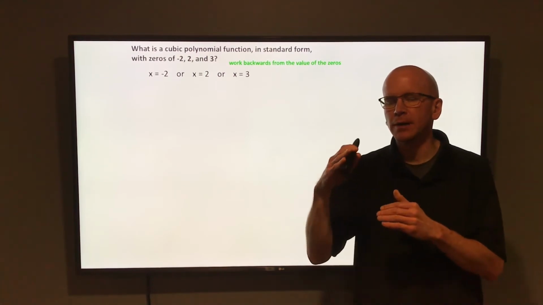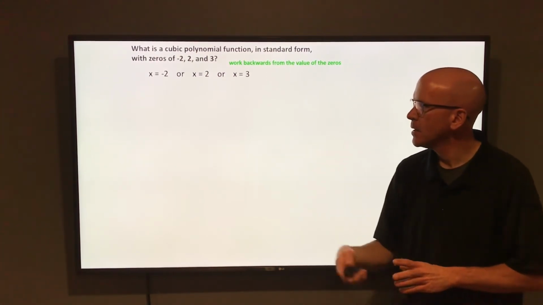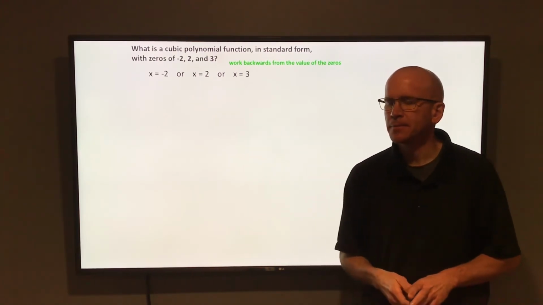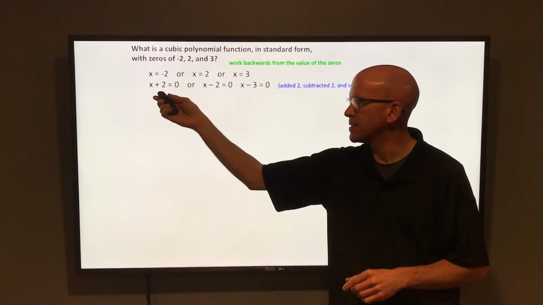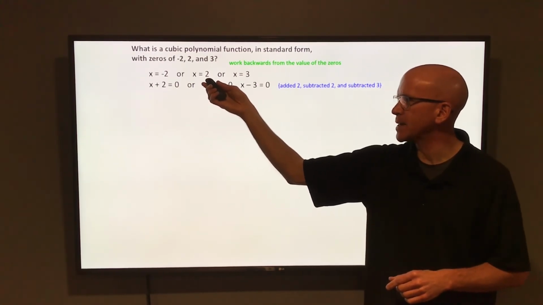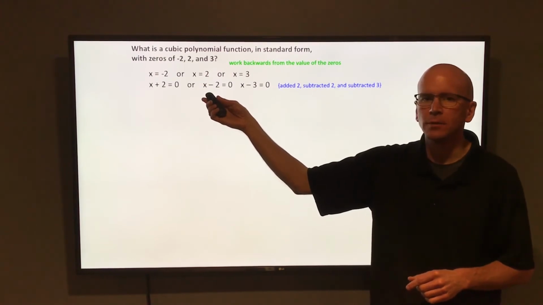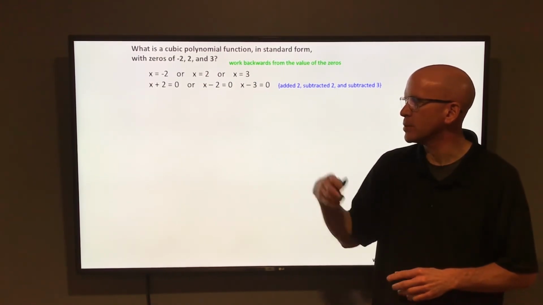Think of solving an equation for x, and then think of going backwards through that process. Those are your solutions for x. We're going to get each one of those equal to 0. So we're going to add 2 to both sides of that first equation, get x plus 2 equals 0. Subtract 2 from each side of that second equation, get x minus 2 equals 0. In that third equation, subtract 3 from each side to have x minus 3 equals 0.